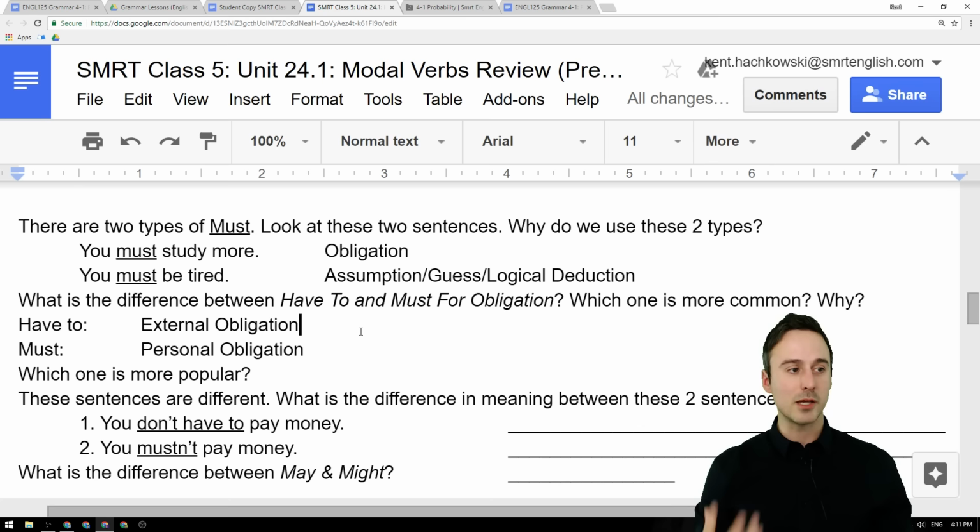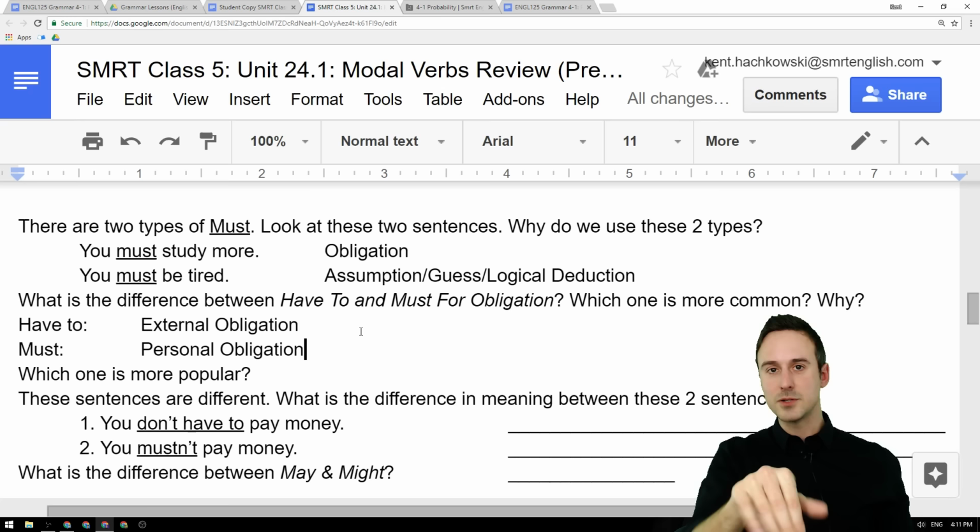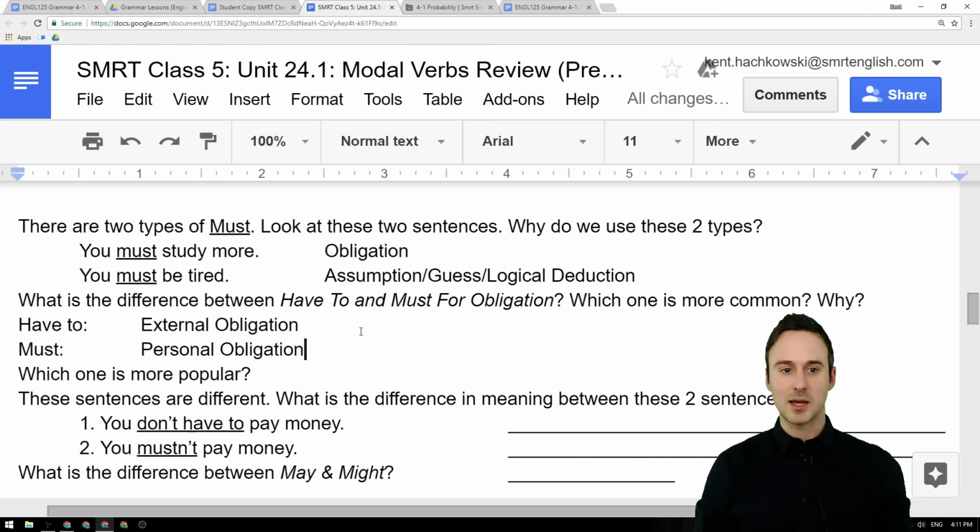And number two, maybe, must might be a personal obligation. Like sometimes when they explain this, they say, oh, you must, for example, you must come back to my house for dinner again. Right? Maybe you came over for dinner and I invite you back. And there's not an outside reason why you need to come back to my house for dinner, but it's only my personal thought about that situation. And we might use must in that situation.